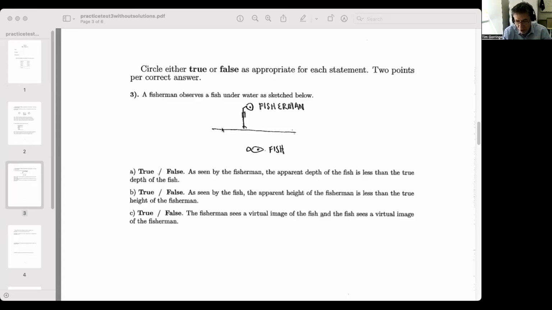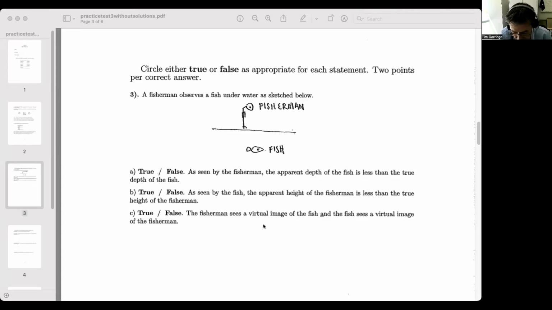The reverse is true for light traveling from lower refractive index to higher refractive index. So that's the light that goes from the fisherman to the fish. In that case, the image the fish sees of the fisherman is further away than the object. So that's how the refraction affects the images that are seen by the fisherman and the fish.